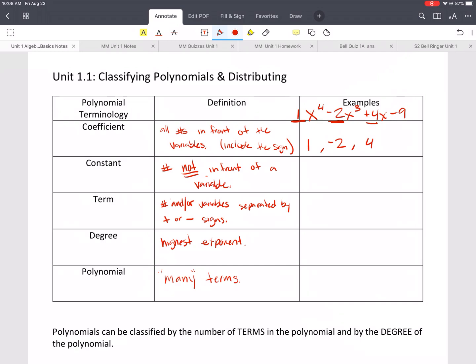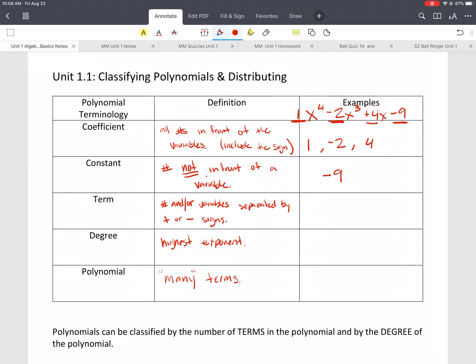A constant is all the numbers that are not in front of a variable. So for this one, the constant would be -9. And again, we include the sign. A term is numbers and/or variables separated by the pluses and minuses.